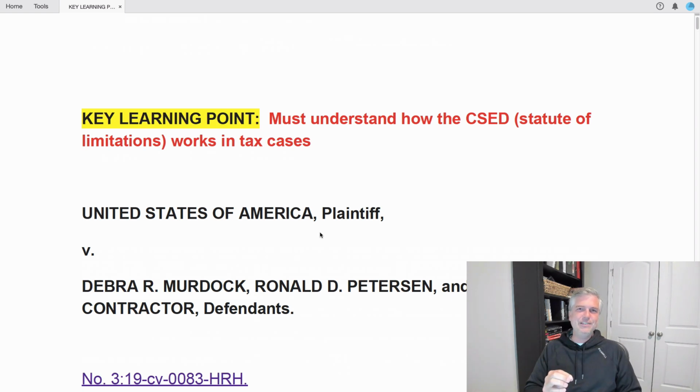And the only way to do this is to understand for each year's tax assessment, what is the CSED? What is the date that the government no longer has a right to collect? It's mission critical to understand that.